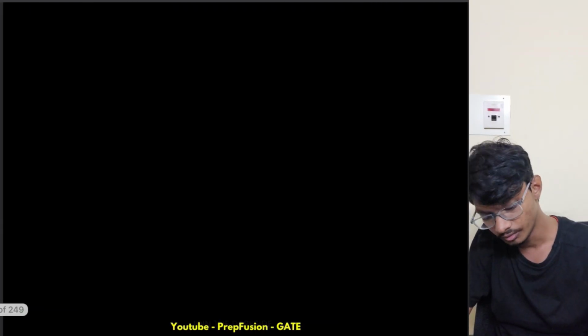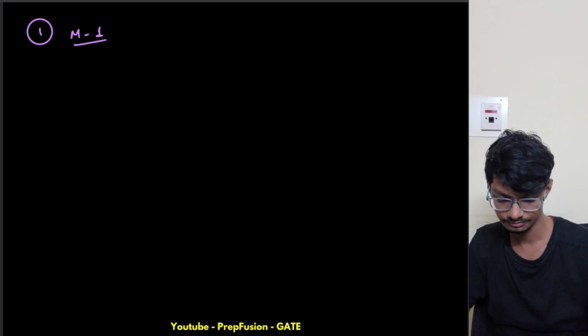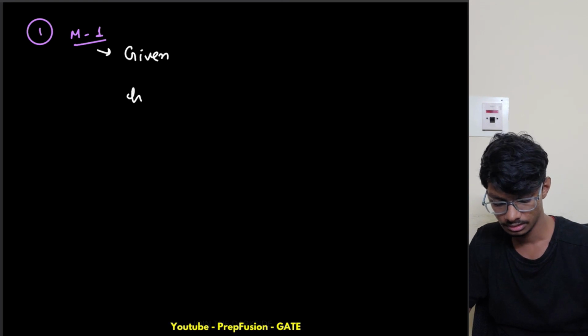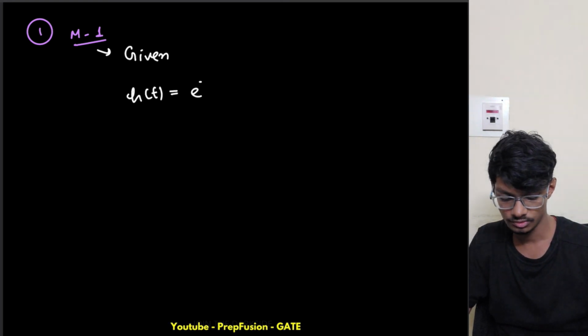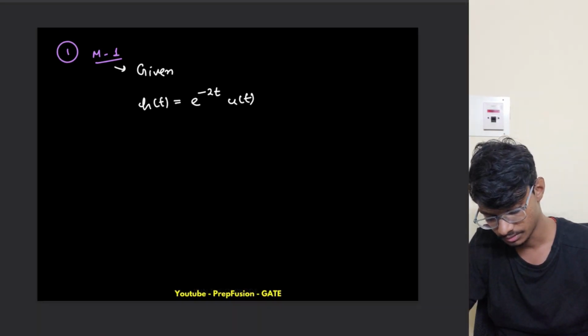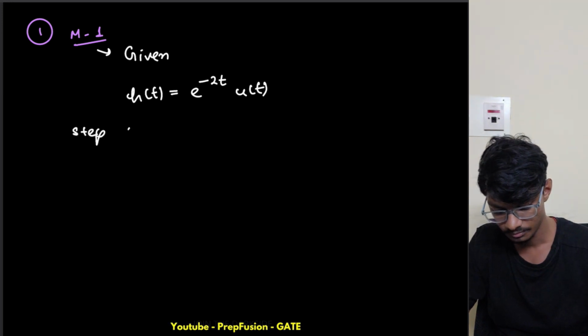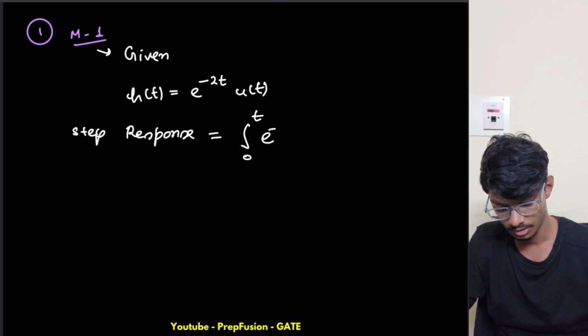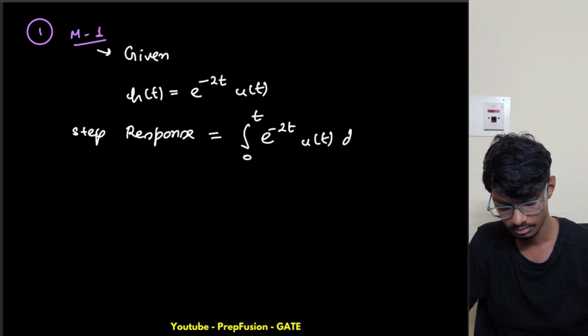So we can solve this using multiple methods. Let me first solve this for the first case. Method 1. What we are given is h of t equals e raised to power minus 2t u of t. This is the impulse response. To find the step response, I will simply integrate from 0 to t, e raised to power minus 2t u of t dt.